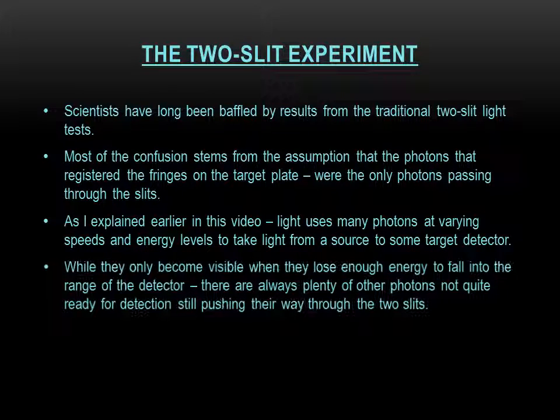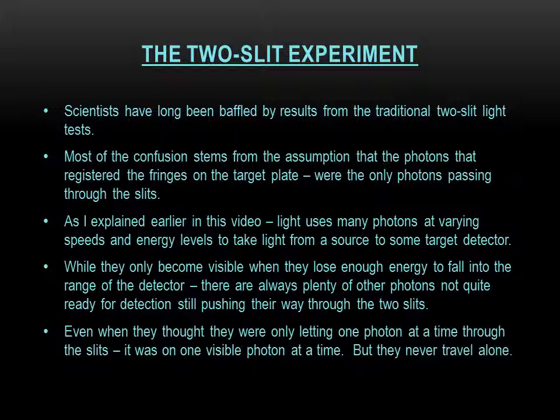While they only become visible when they lose enough energy to fall into the range of the detector, there are always plenty of other photons not quite ready for detection still pushing their way through the two slits. Even when they thought they were only letting one photon at a time through the slits, it was only one visible photon at a time, but they never travel alone.